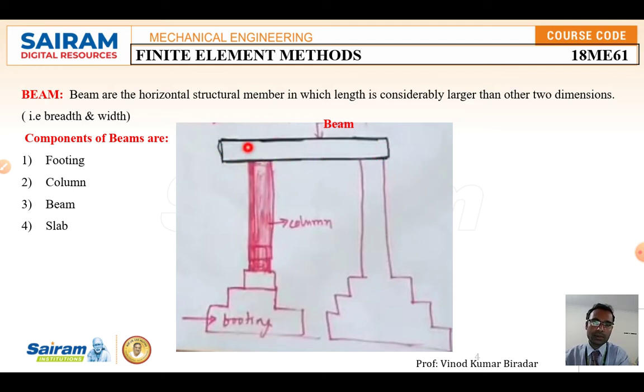Look here, observe this component. A beam is a long slender structure or rod or component whose length is considerably larger as compared to breadth and width. Such a component we are going to call a beam. So this component is called a beam, and you have to remember this.